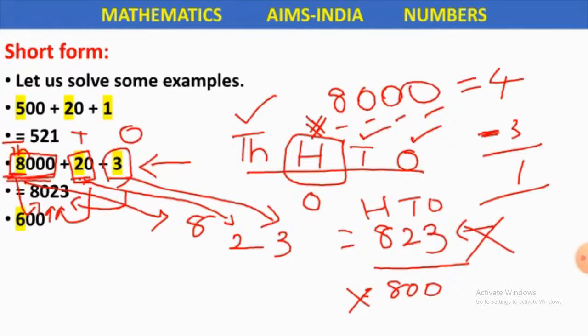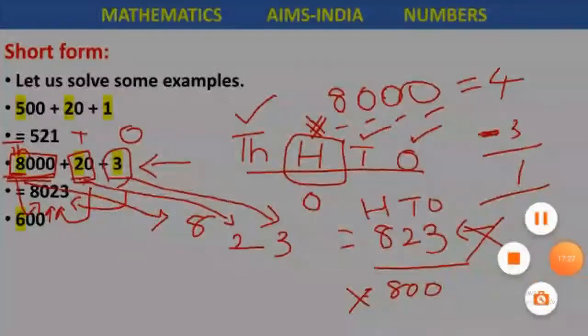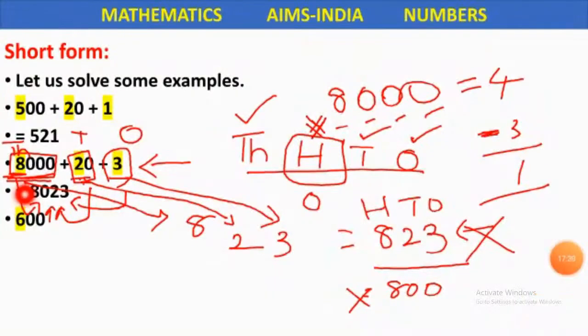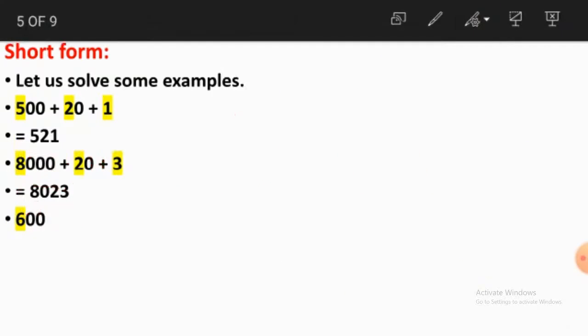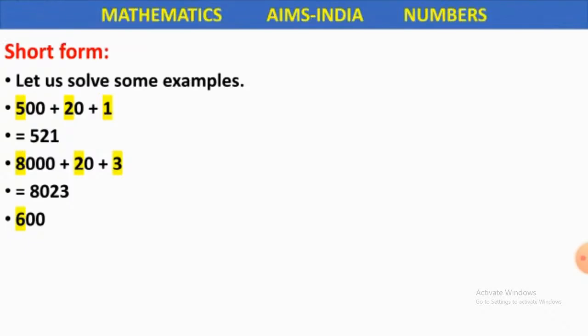The last example we'll be solving from short forms is 600. This is very simple. Here they are only given 600. In 600, let me erase this all. Yeah. In 600, they are giving only one term, which is 600. Okay. Now this is in hundreds place. We know that 6 is in hundreds place.